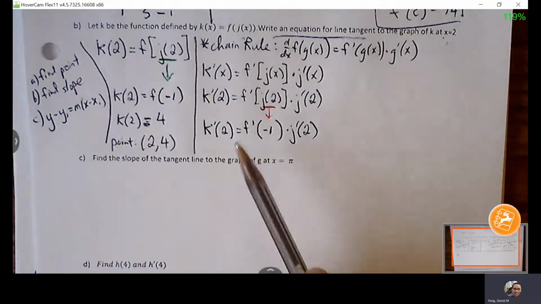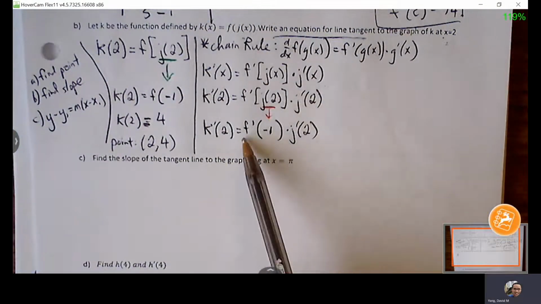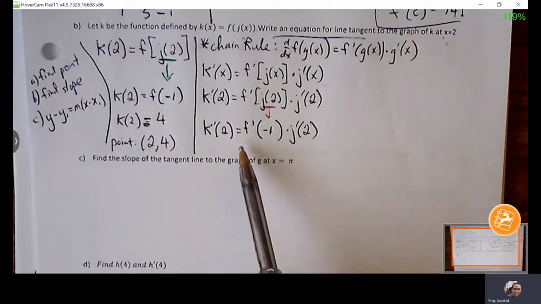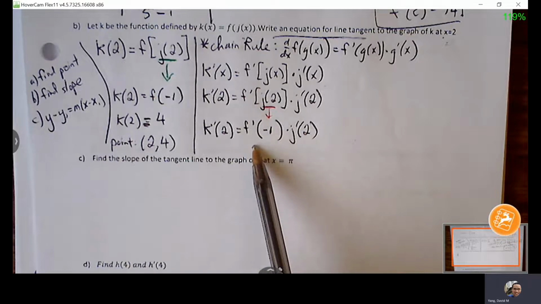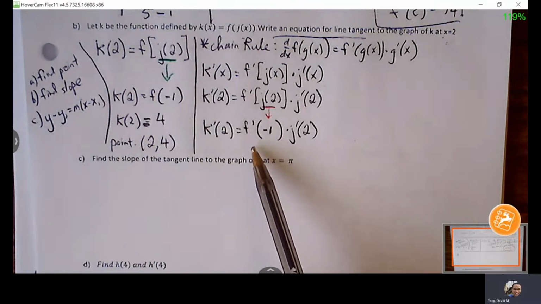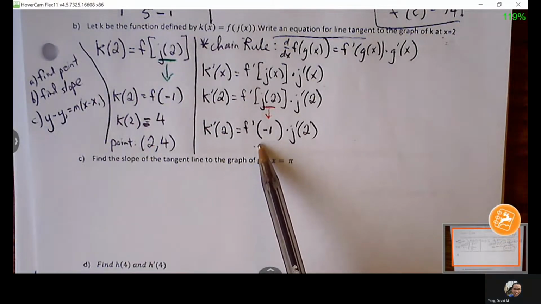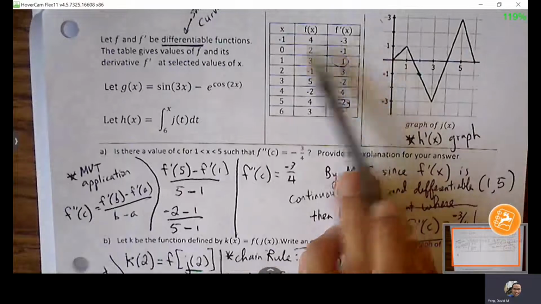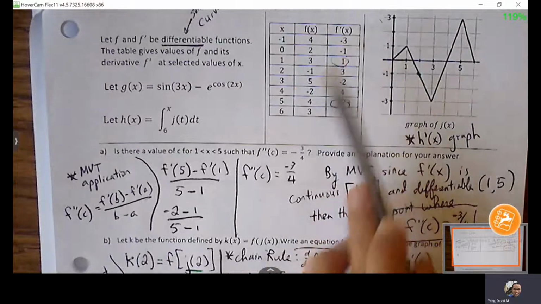So I'm just making a simple substitution. J of 2 is -1, and now this becomes a little bit more manageable, because now I just need to figure out f prime of -1 and j prime of 2. So f prime of -1, I can pull that from my table. So f prime of -1 is just -3, right, from the table there.